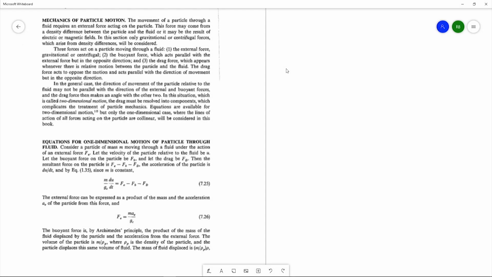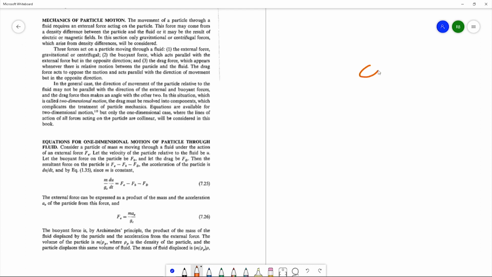Today we are going to discuss the mechanics of particle motion. What happens if a particle is moving through a fluid? How will it move? What is the velocity profile? How will the velocity change, or how will the particle accelerate? We will derive the motion of that particle.